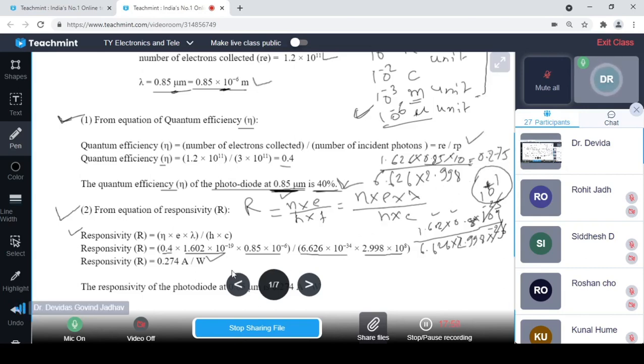The unit for this is ampere per watt. So in this way, responsivity is 0.274 ampere per watt. So the quantum efficiency eta at 0.85 micrometer is 40% or 0.4, and responsivity R is 0.274 ampere per watt. Okay. So this is the first problem.